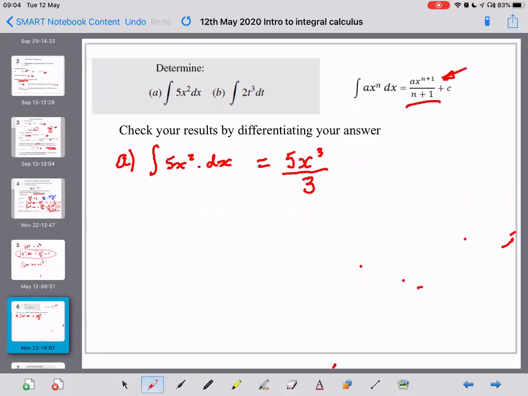But if you look at the rule, you've got to add 1 to the index. If you think about differentiation, when you differentiate, you take 1 off the index. That must be the rule to go back the other way, to add 1 to the index. And then plus c on the end is the answer. You always have that constant of integration because you don't have enough information to know what, if any, constant is on the end of that 5x to the 3 over 3 equation.